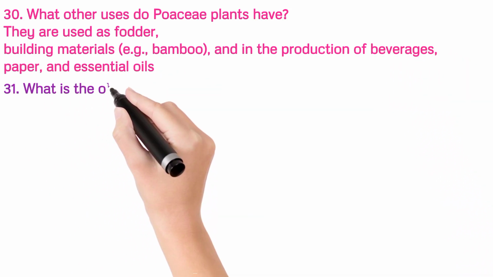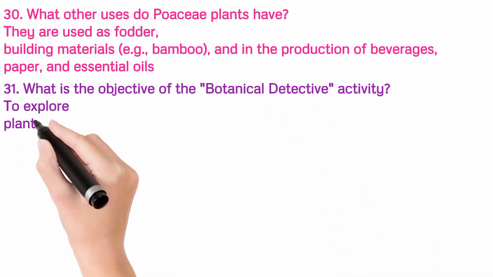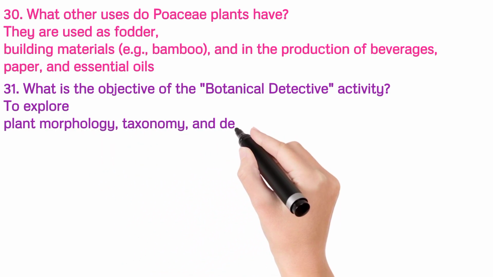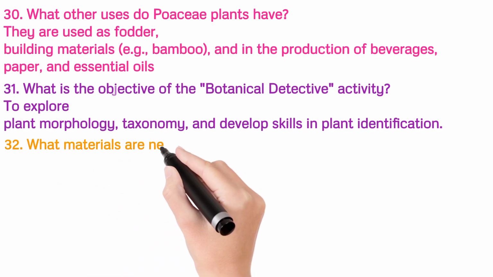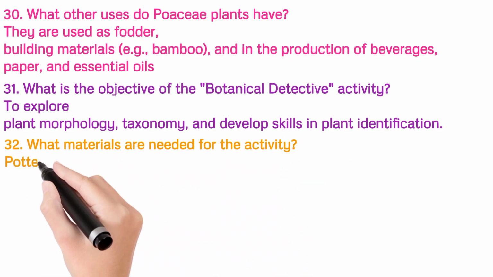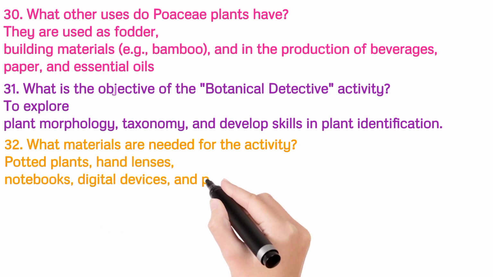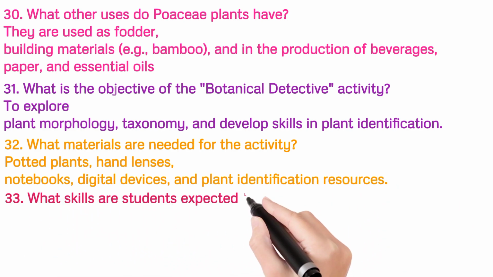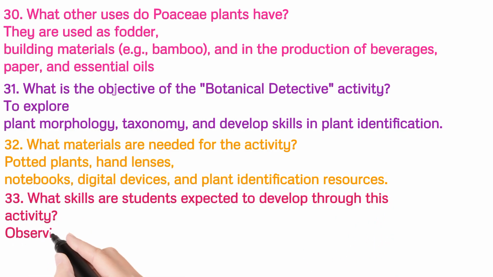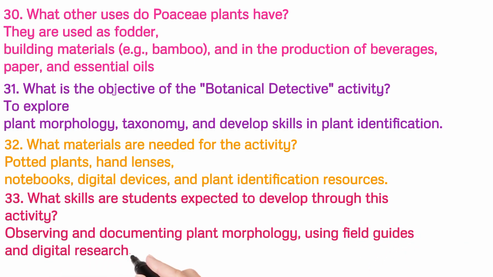31. What is the objective of the botanical detective activity? To explore plant morphology, taxonomy, and develop skills in plant identification. 32. What materials are needed for the activity? Potted plants, hand lenses, notebooks, digital devices, and plant identification resources. 33. What skills are students expected to develop through this activity? Observing and documenting plant morphology, using field guides and digital research, and creating a herbarium.